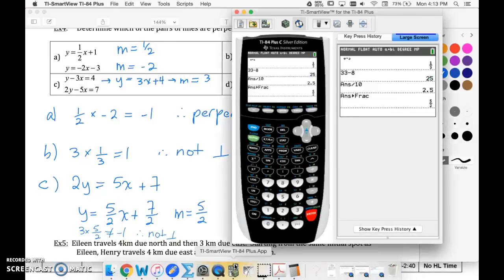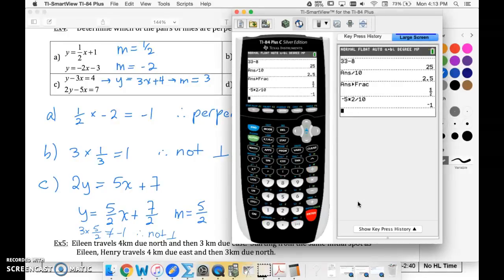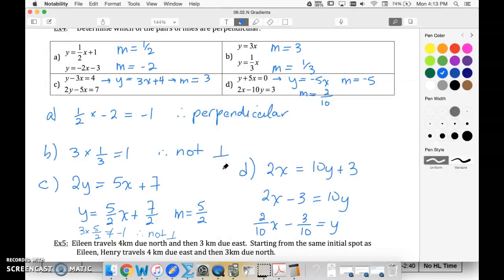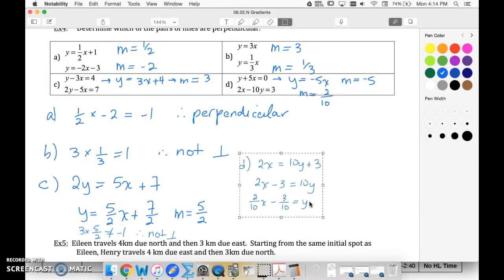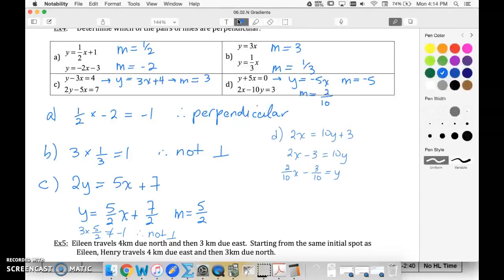So let's multiply those in my calculator. -5 times 2 divided by 10. And I get a product of -1. Okay, so we said -5 times 2 divided by 10 equals -1. Therefore, the lines are perpendicular.